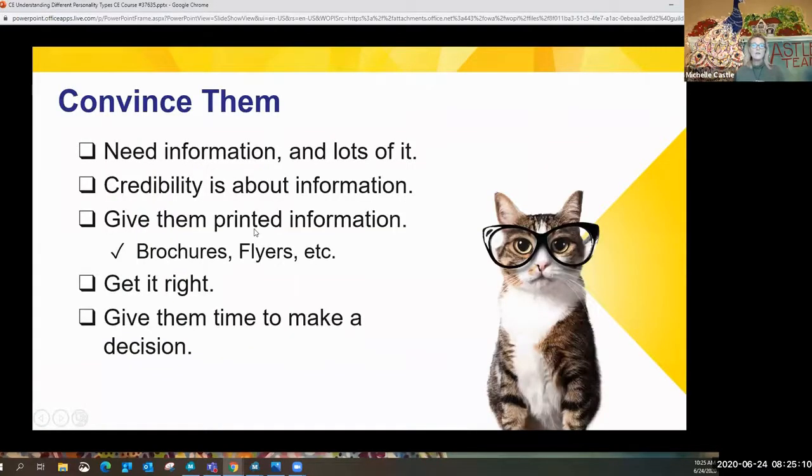When you go to their house for a listing appointment, they're the ones that are going to have an owner's manual of everything and have a list of everything that they've replaced and when they replaced it. That's your C personalities. But they need you to have lots of information as well. Credibility is super important to a C. So be sure that you have printed information, not just a conversation, because they want to see it in writing. They want to make sure that you get it right.